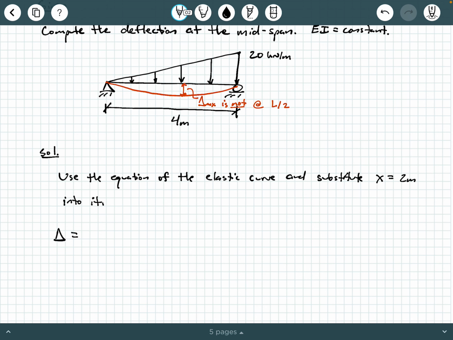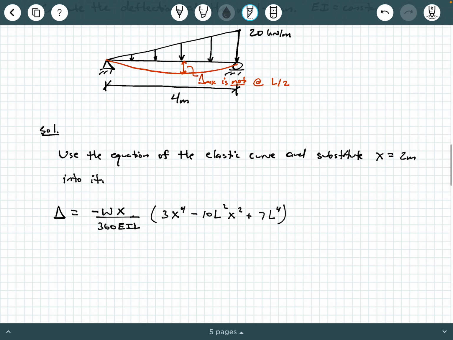So the formula that we're given is negative wx over 360 EIL, okay? And all of that is going to be multiplied by a big term, 3x to the fourth minus 10L squared x squared plus 7L to the fourth, okay? And so what we're going to do here is substitute in our values accordingly. And remember, the negative sign here indicates a downward deflection, all right?